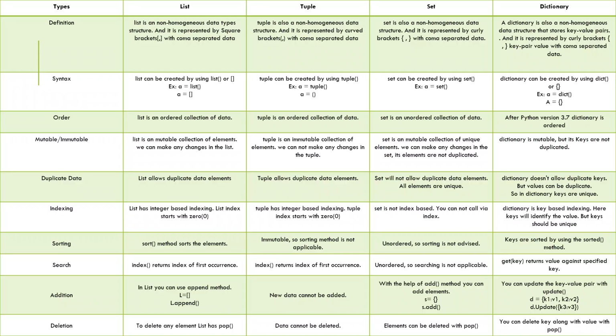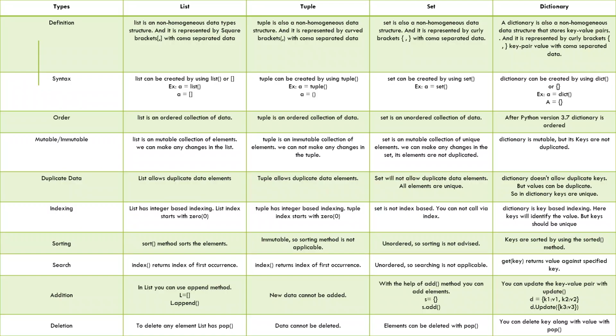Now I'll let you know only the odd man outs. For the ordered, the odd man out is set. For the mutable, the odd man out is tuple. For the duplicate, the odd man out is set. For the indexing, the odd man out is set. For the sorting, the odd man out is tuple and set. For the searching, the odd man out is set. For the addition, the odd man out is tuple, and for deletion, the odd man out is tuple.